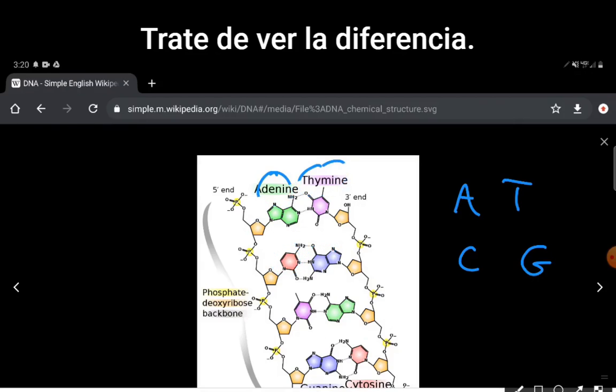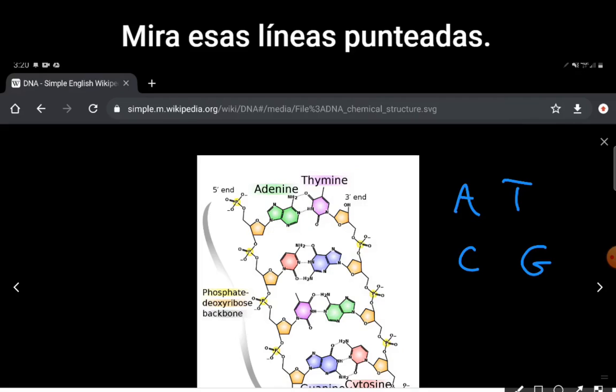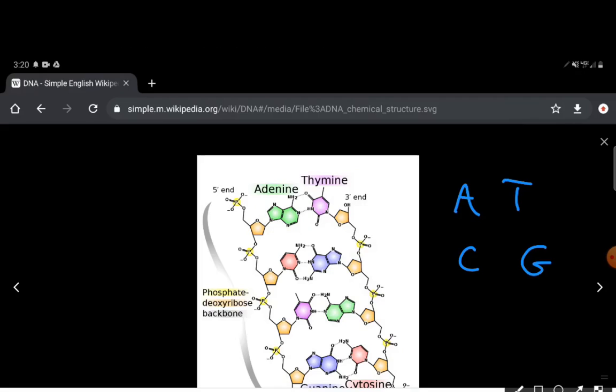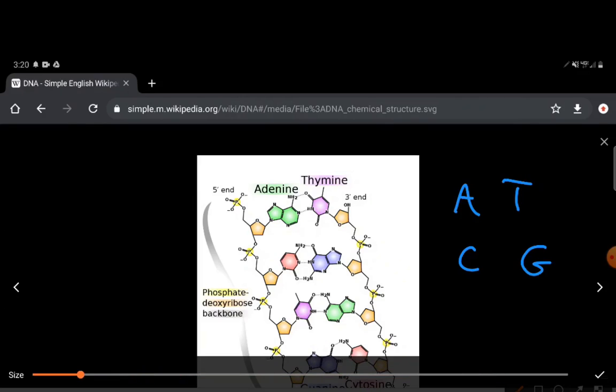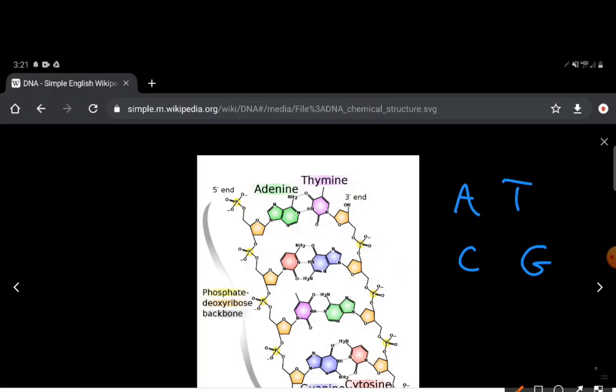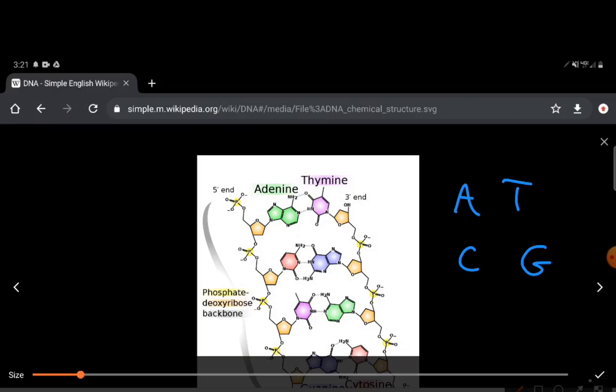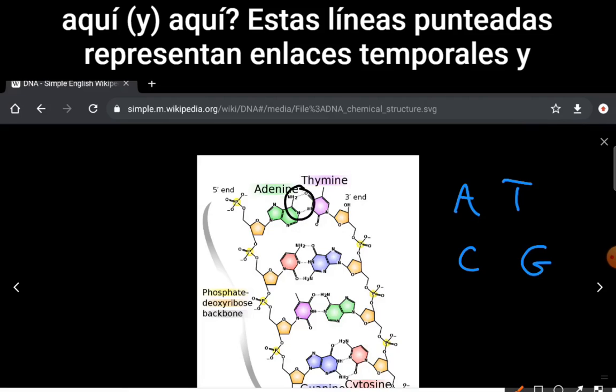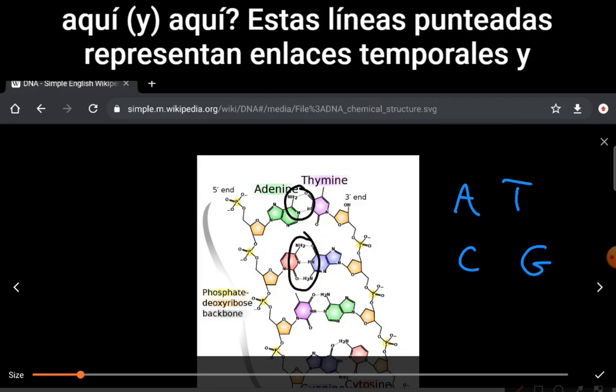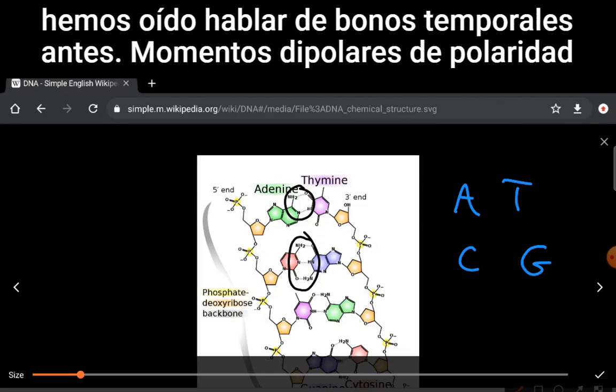Try to see the difference. Look at those dotted lines. What do those dotted lines represent? Here, here. These dotted lines represent temporary bonds, and we've heard of temporary bonds before.